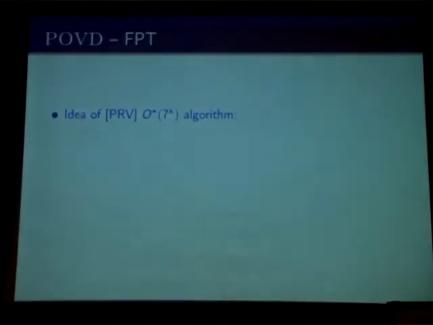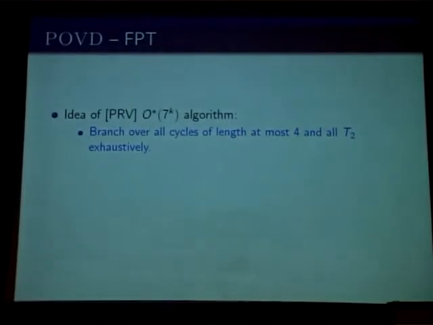At first, I would like to show you the main idea of the previous best algorithm, this O star of 7 to the k algorithm. We branch over all cycles of length at most 4. We must kill them, so we just branch on which vertex from each cycle of length at most 4 we take. This branches into at most 4 instances. We also branch over all T2s. Note that a T2 has 7 vertices, so we branch into 7 instances.